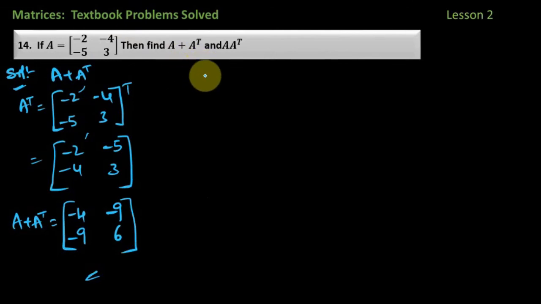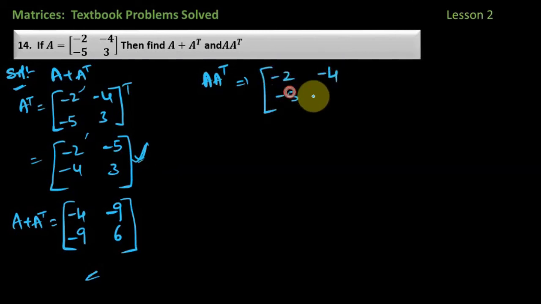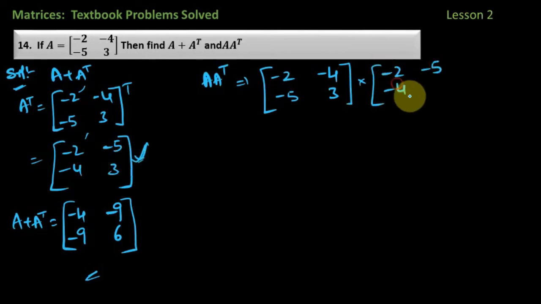So the next bit is A into A transpose. Now we should do multiplication. Already we did this A transpose value, that is minus 2. So this is the A transpose value. So here directly I'll substitute that. First I'll write the A matrix here. Minus 2, minus 4, minus 5 and 3 multiplied with which one? A transpose. A transpose how much? Minus 2, minus 5, minus 4 and 3.